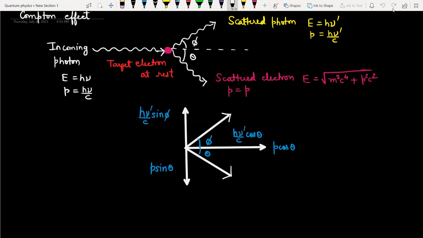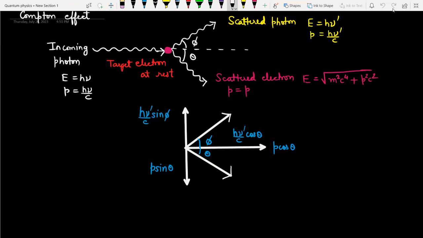Now, if you look at this, you have an incoming photon, and the energy of the incoming photon, we all know, is E is equal to h mu, and the linear momentum of that photon is h mu by c. This is a target electron at rest, so we assume that this electron is at rest, so there is no momentum of this electron. The momentum of this is 0.